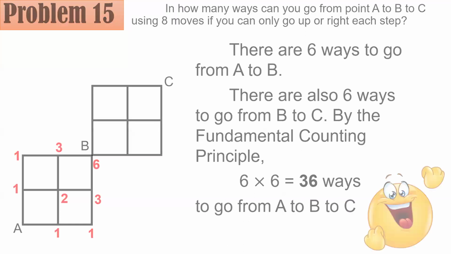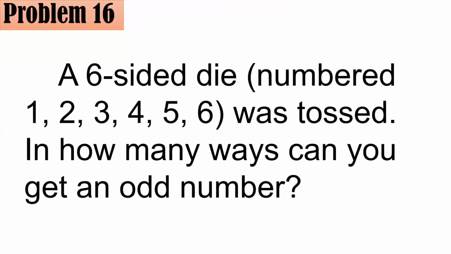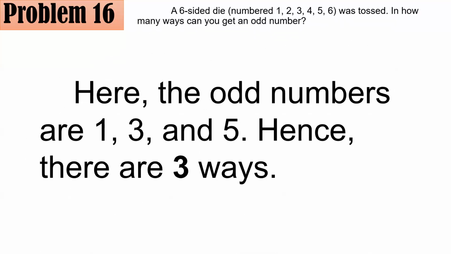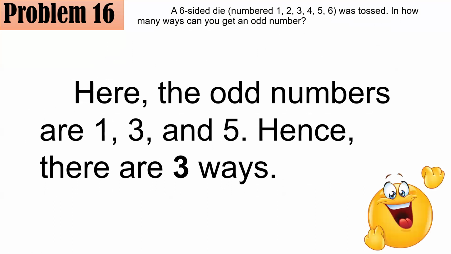16. A six-sided die numbered 1, 2, 3, 4, 5, 6 was tossed. In how many ways can you get an odd number? So from here, all of these numbers could possibly come out, right? But again, when we say odd, the 2, 4, and 6 are actually even. The odd numbers here are 1, 3, and 5. And so how many do you see? We have 1, 2, 3. Hence, there are 3 ways for us to have odd numbers.